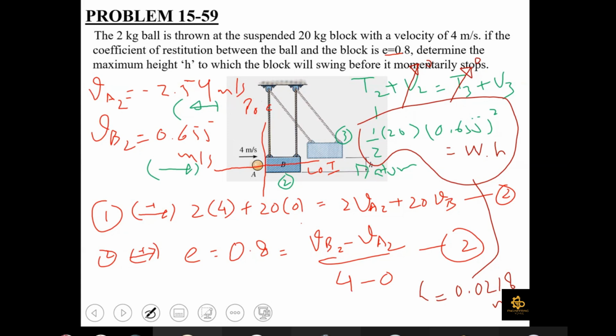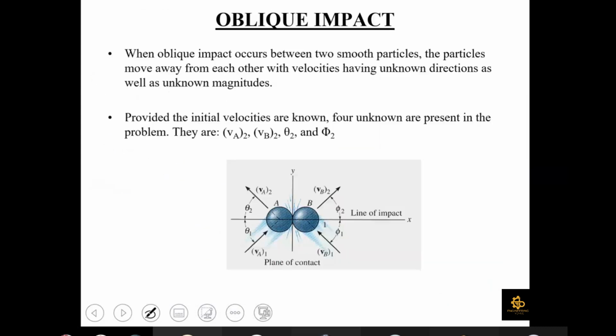Any query regarding this central impact problem? No, sir. Okay, so I hope central impact is clear to all of you. Yes, sir. Okay, now moving on to oblique impact.